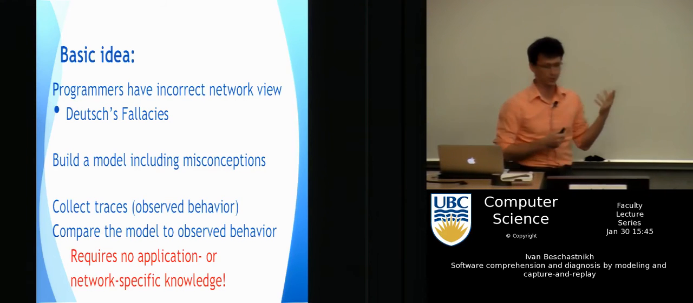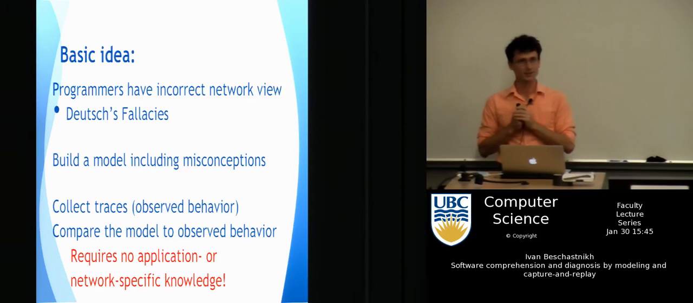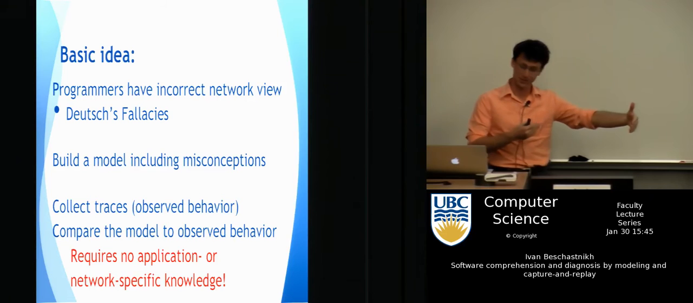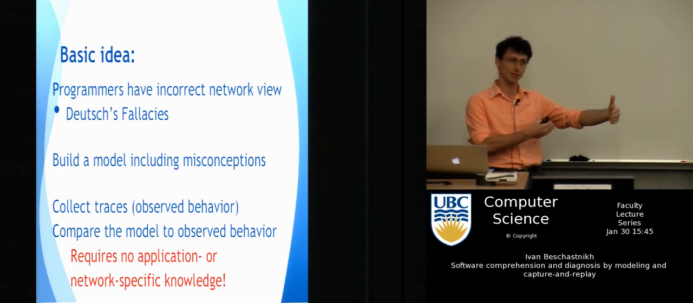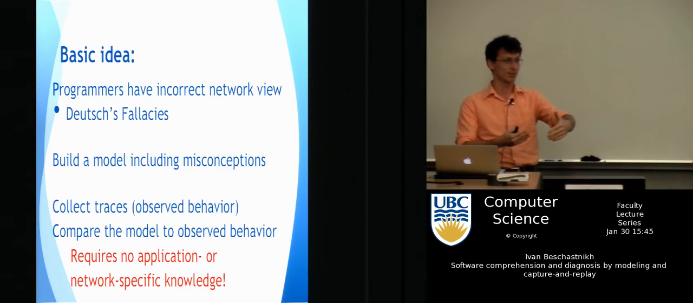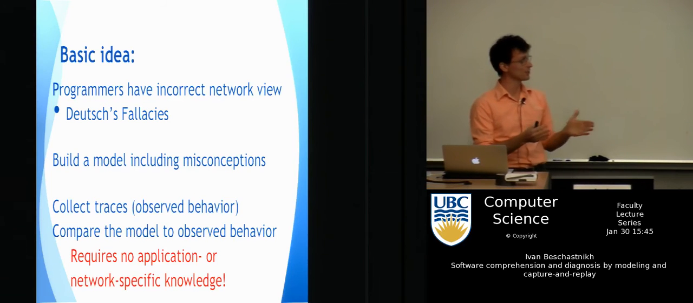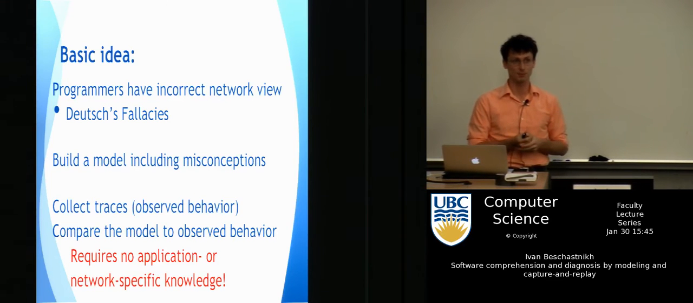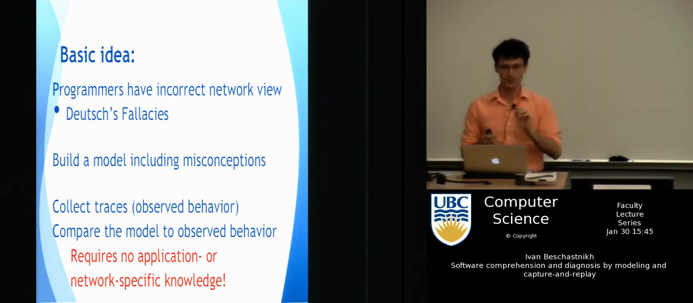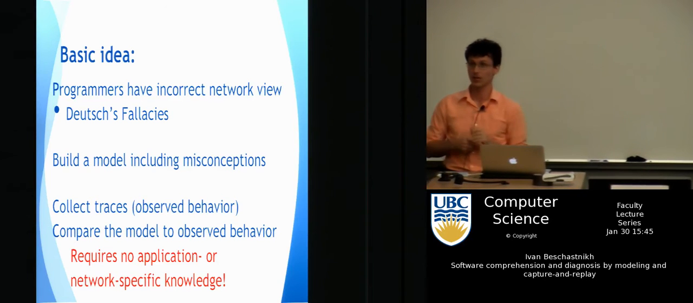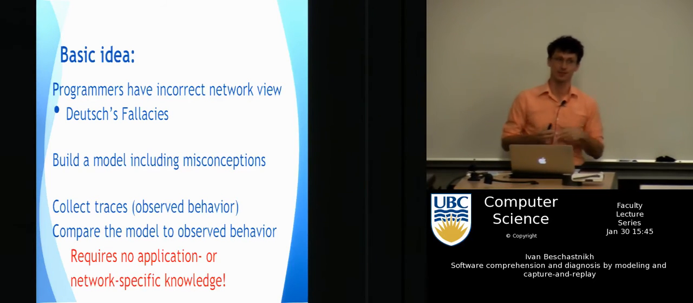And so what we're going to do is build a model of these fallacies. It's going to be a model of an idealized network. And then as our application executes, we're going to compare the trace of the application against this idealized model. And then any deviations between the two will signal that there's a problem. So the cool thing about NetCheck is that it requires no application or network-specific knowledge.